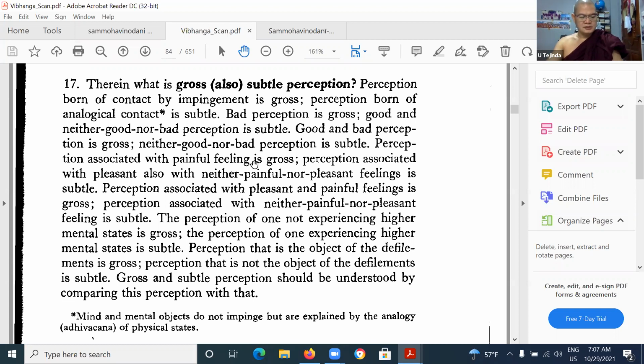Then we have that is sukhuma, or oḷārika. Saññā associated with dukkha vedanā is oḷārika. Saññā associated with adukkhamasukha vedanā is sukhuma. Sukhadukkhāhi vedanāhi sampayuttā saññā. Perception associated with sukha and dukkha feeling is gross. That associated with adukkhamasukha feeling is subtle. So we need to take something which is associated with feeling here. If it is saññā, we need to take the saññā associated with the feeling. If it is saṅkhāra, we need to take the cetanā associated with the feeling. Or if it is viññāṇa, we need to take the viññāṇa associated with the feeling. The same thing.